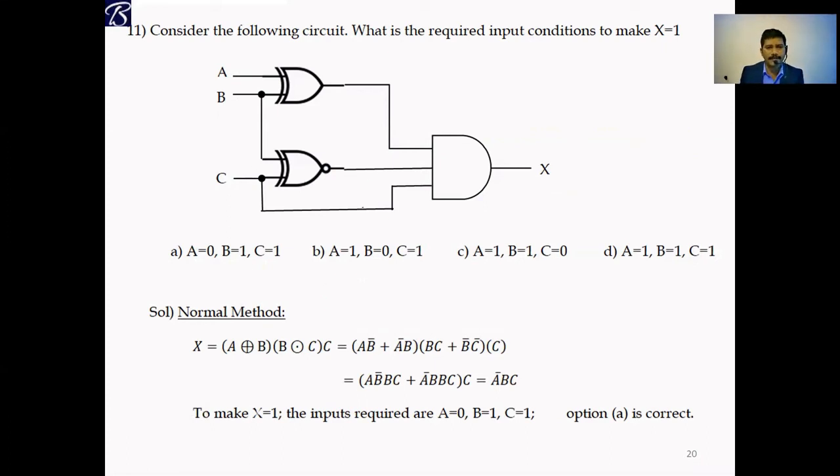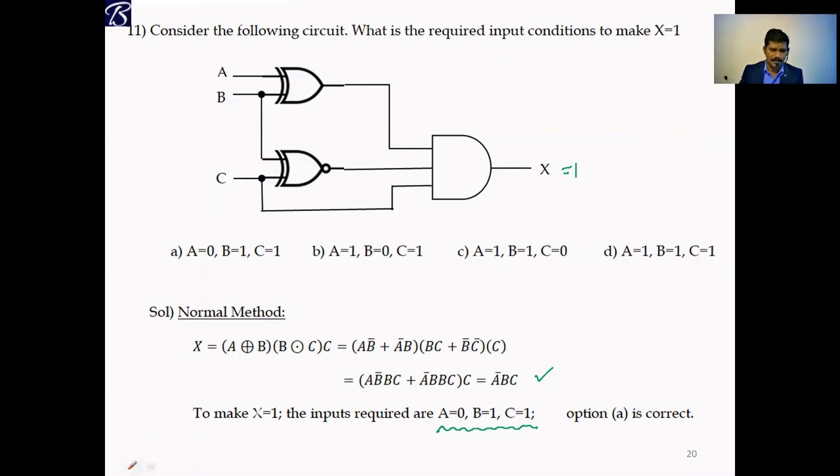That is by the observation method we got it directly, or a normal method can also be done. This is A XOR B, B XOR C, into C. That is an AND operation. If you go on expanding this and multiplying, you will get A bar BC. A bar BC, the output should be 1. 1 indicates A should be 0, so 0 bar becomes 1. 1 into 1 into 1 gives 1. So that's why A equal to 0, B equal to 1, C equal to 1. In this way also you can do it.